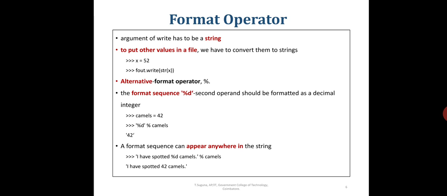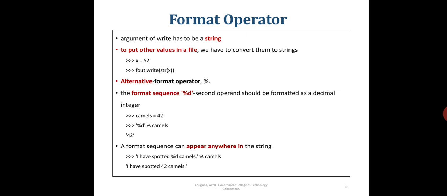Normally, the percentage sign is the modulus operator for integers, but when the first operand is a string, it is the format operator. The first operand is the format string, which contains one or more format sequences which specify how the second operand is formatted. The result is a string. Here you see the example. The format sequence %d means that the second operand should be formatted as a decimal integer.